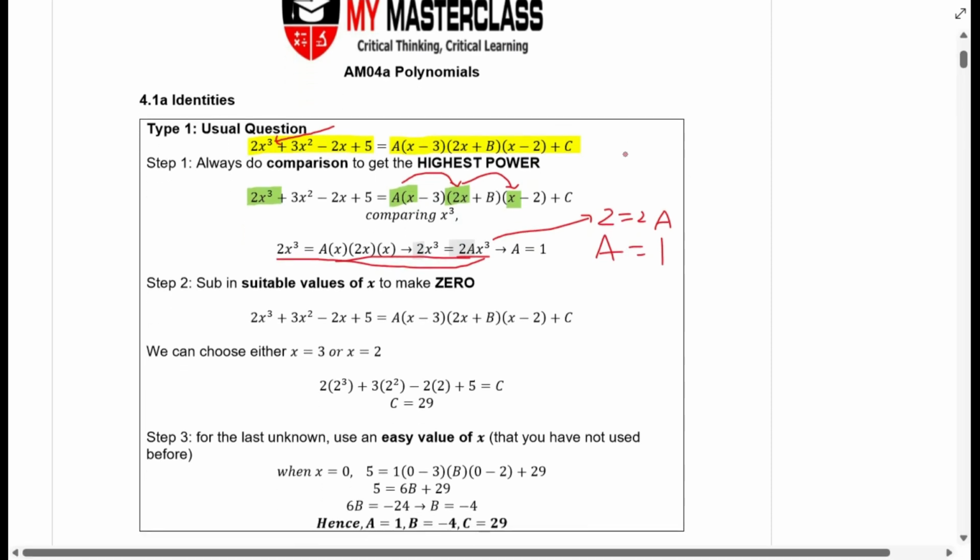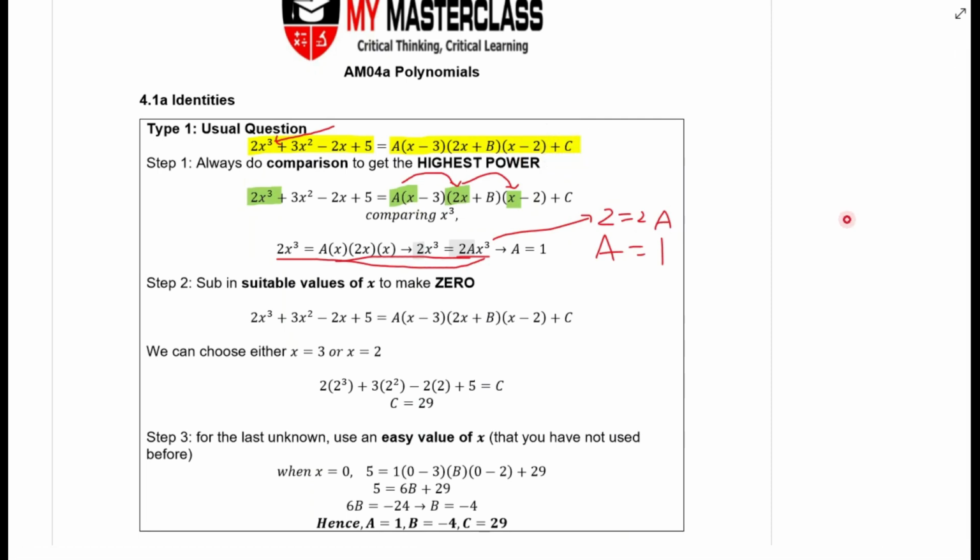Then we move on to finding our c term, because if you notice it's a standalone term, so we can find it quite easily. Now looking at step 2, we can sub in suitable values of x to make 0. Now making 0 just refers to making this part of the equation 0. Then you'll be left with c. So how do you make it 0? We can look at these brackets. We can either sub x equals to 3 or x equals to 2.